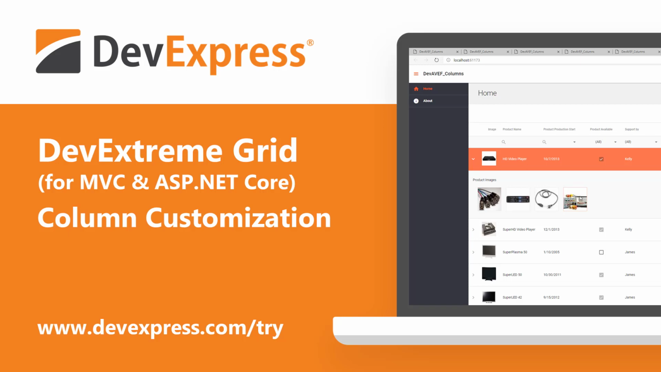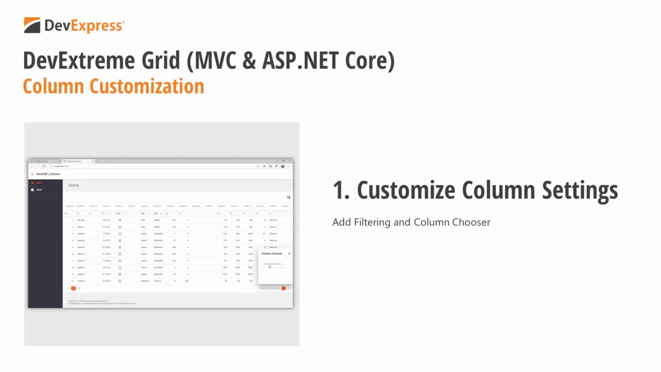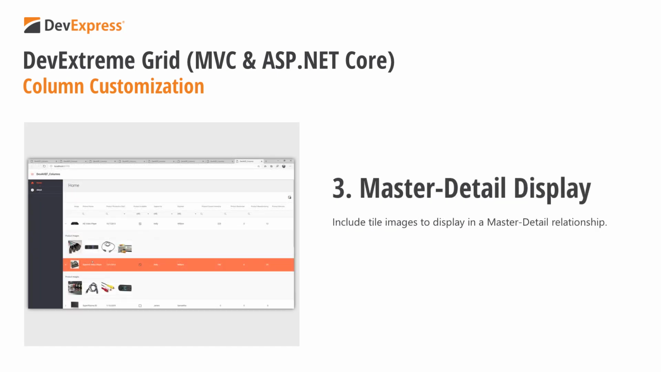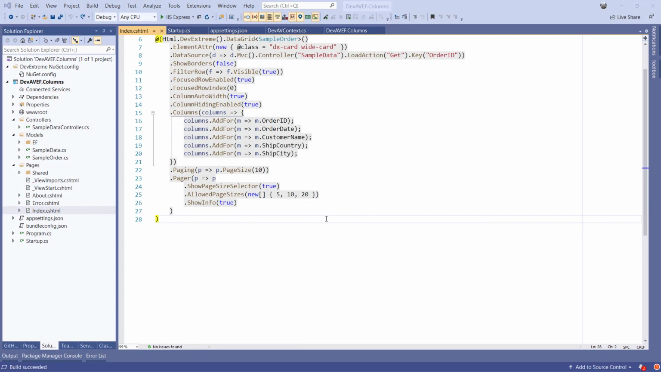In this video, you'll learn the following things: how to customize column settings, how to display a binary image from the database in a grid cell, and how to use the master detail functionality to display additional binary images with tile view. We'll start with an application we created in our previous video on getting started with Entity Framework. To watch this video, click the link in the upper right corner.